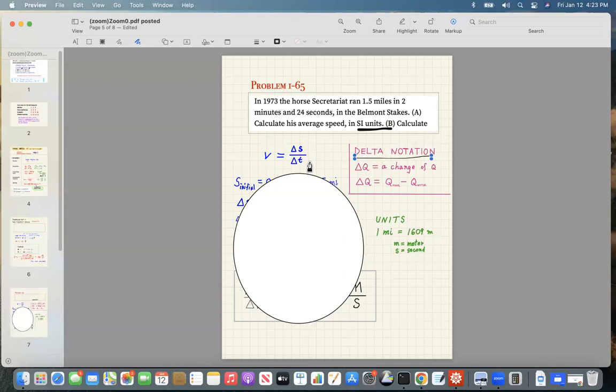Delta T would be the change of the time. It started out at 12 noon. It ended up at 12 noon and 2 minutes and 24 seconds. So delta T would be this 2 minutes and 24 seconds. So the delta notation is when you see a Greek letter delta, that means the change of the quantity that delta is modifying.